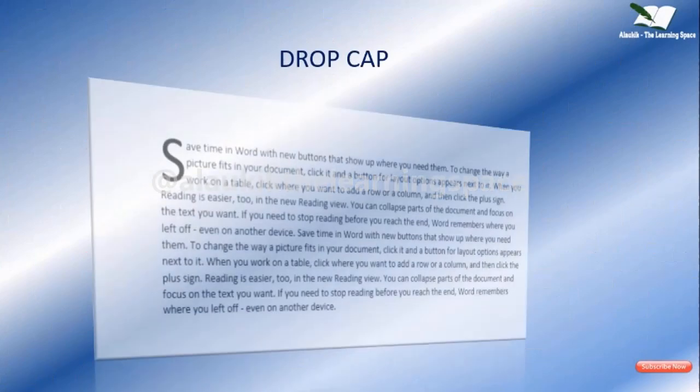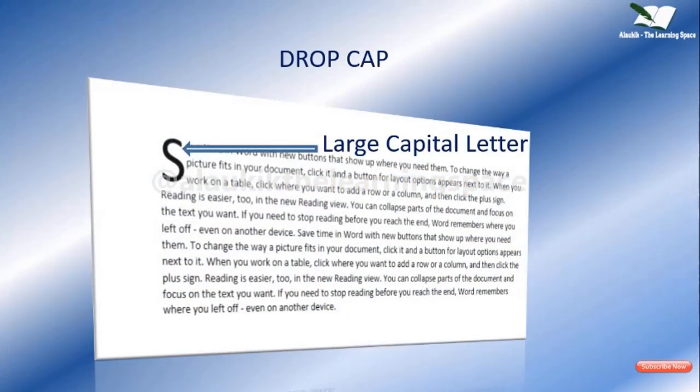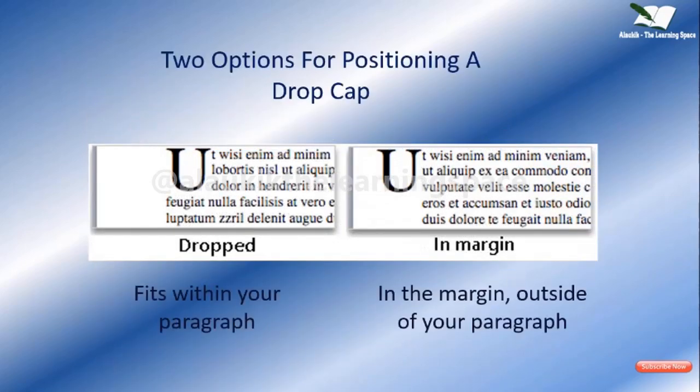See, a drop cap is a large capital letter which is used as a decorative element that is present at the beginning of a paragraph, or you can say text blocks, which has a depth of 2 or more lines of regular text. There are two options for positioning a drop cap. The first one fits within your paragraph, and the second is in the margin outside of your paragraph. So, without wasting time, we will move towards our practical section.